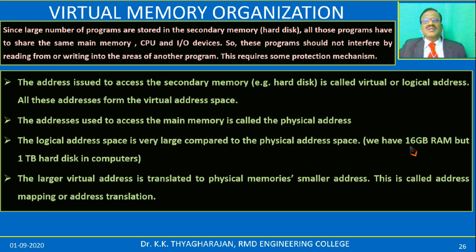We have 16 GB RAM, that is physical address, but 1 terabyte hard disk in computers. That means it is the secondary storage. The larger virtual address is to be translated to physical memory's smaller address. This is called address mapping or address translation.